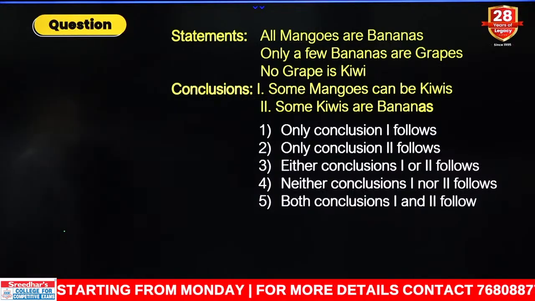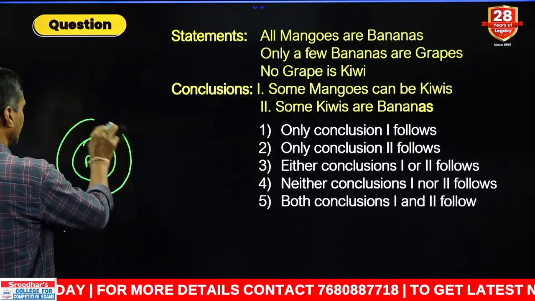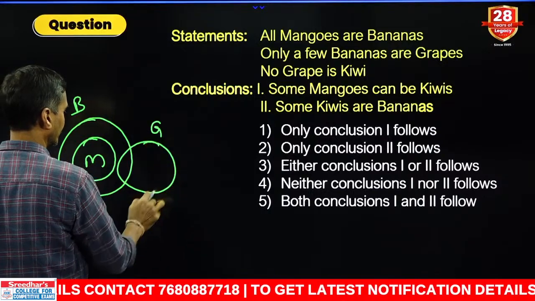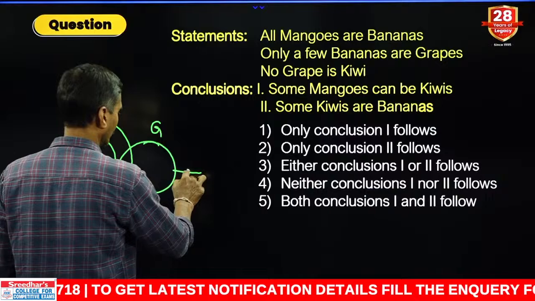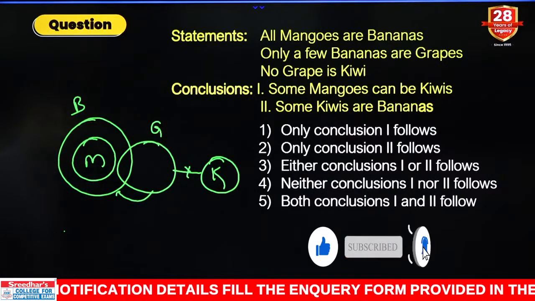Yes, coming back to this one. All these mangoes are what? All these mangoes are bananas. These entire mangoes are bananas. And only now a few bananas are grapes, isn't it? Then next one, no grape is a kiwi. No intersection between grape and kiwi. Then here some mangoes can be kiwis.